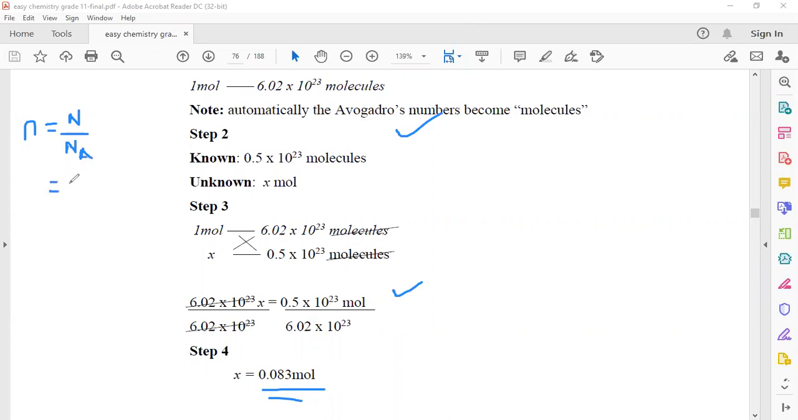So on top you have the molecules as the units, and at the bottom you have the molecules per mole, and you still get the same answer. So the units will be this and this will cancel.